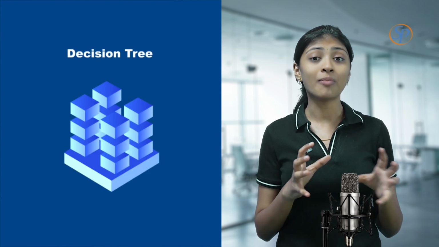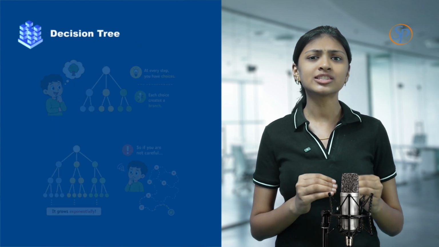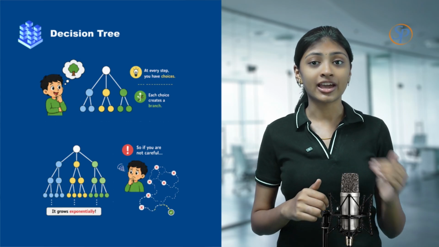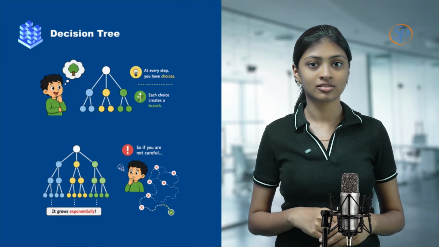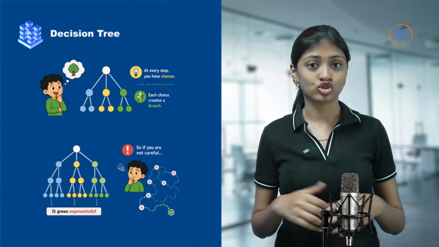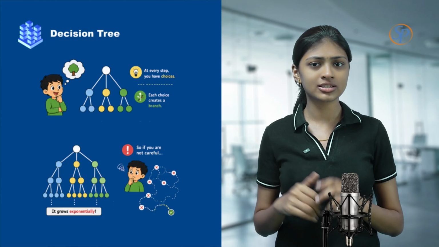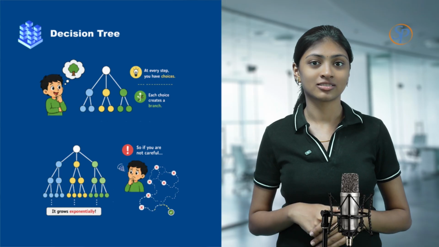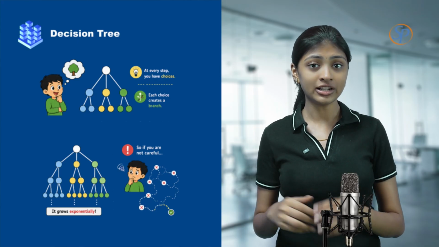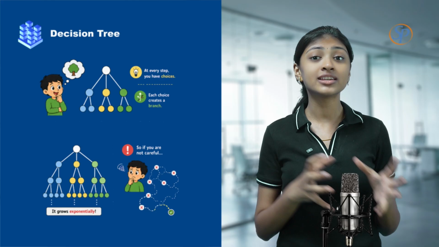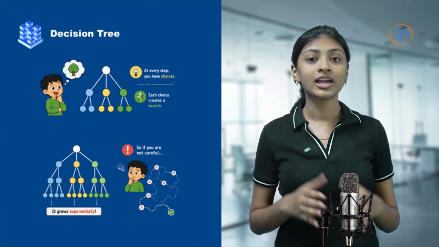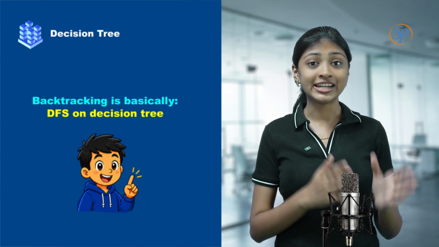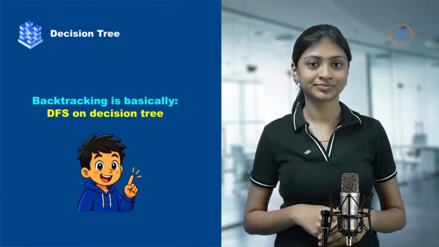Decision tree. How backtracking thinks. Instead of thinking linearly, think like a tree. At every step, you have choices. Each choice creates a branch. Now, the problem with this is the number of branches grows very fast. So, if you are not careful, you will explore unnecessary paths. Important insight: backtracking is basically DFS on a decision tree.